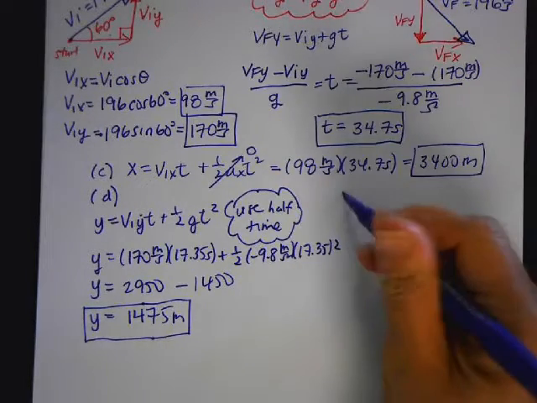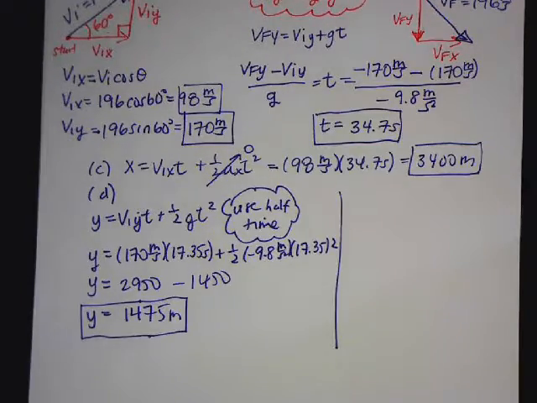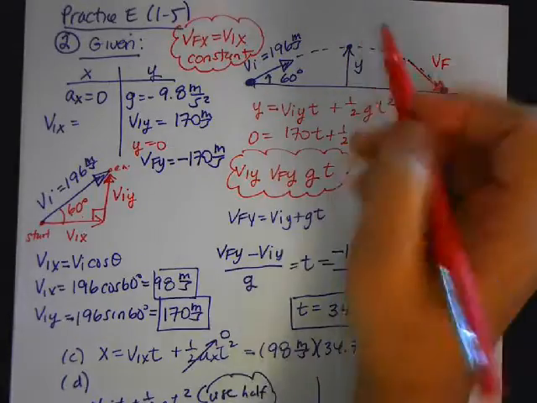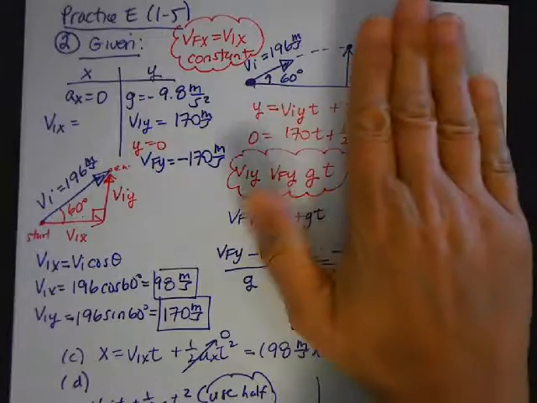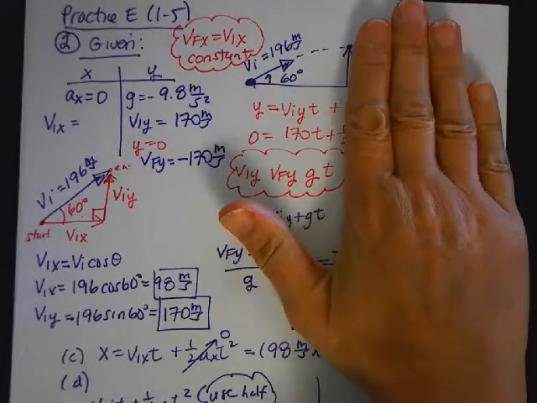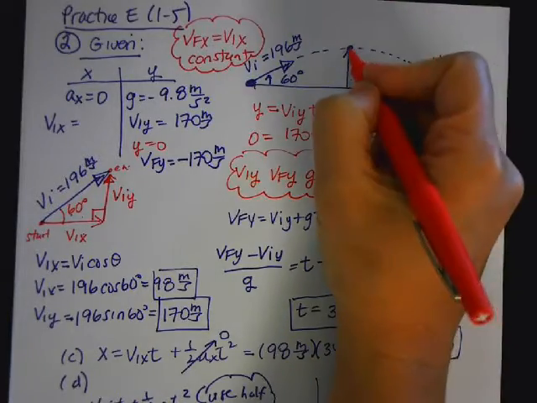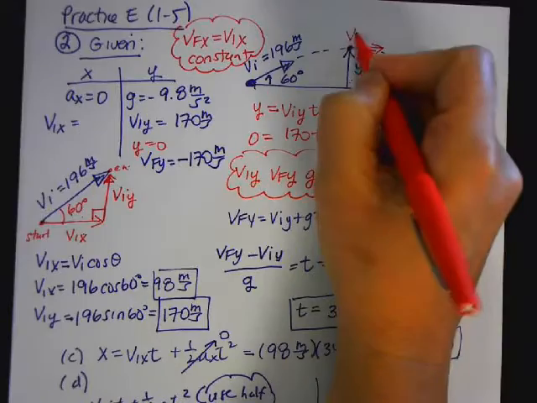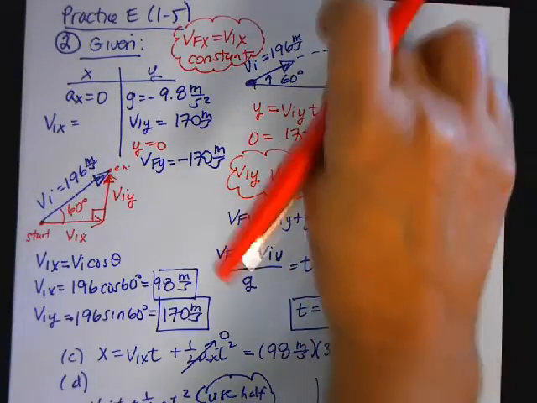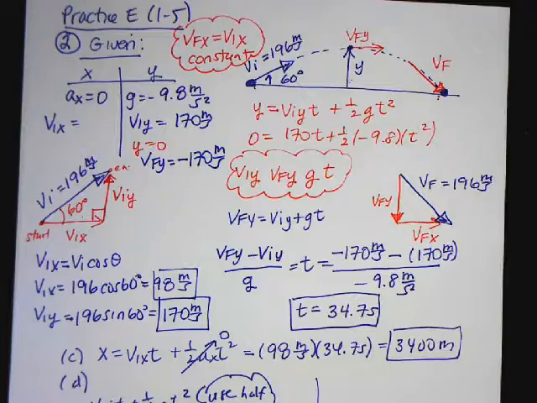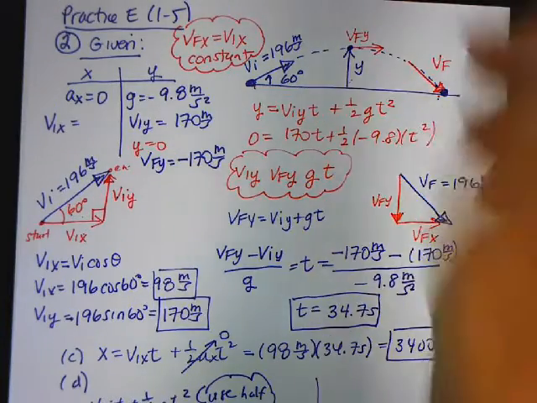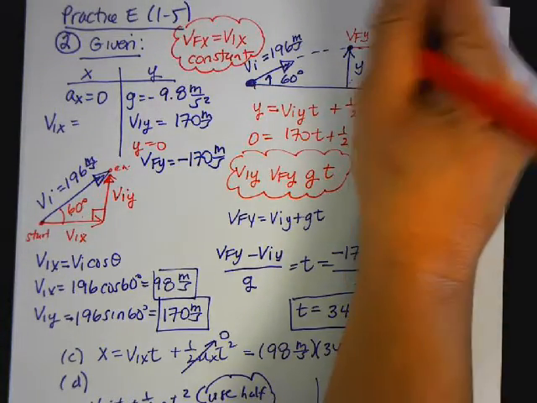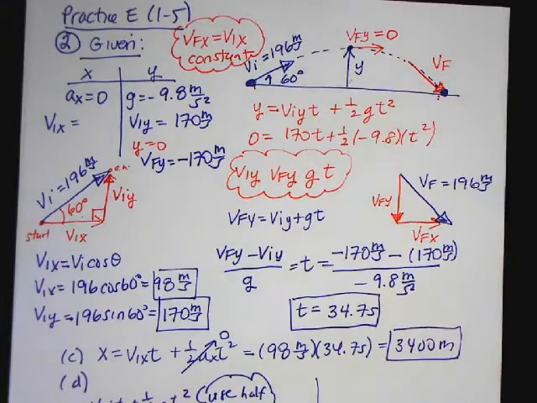Okay, so now, for this I have to go back to the picture. So they want me to find this y here. Now watch what happens. I'm going to cover this with my hand. All right? This is where I want to find y. So right here, this is VFY. So at this point, at the top, VFY is 0. Right? We already talked about that.